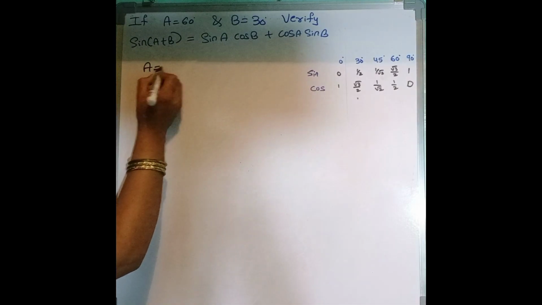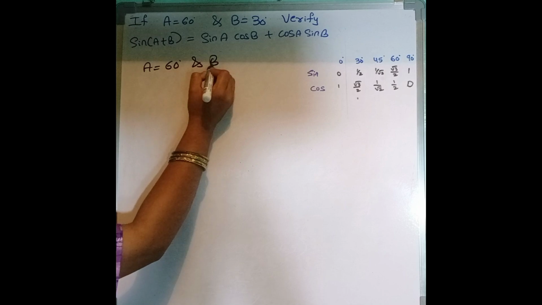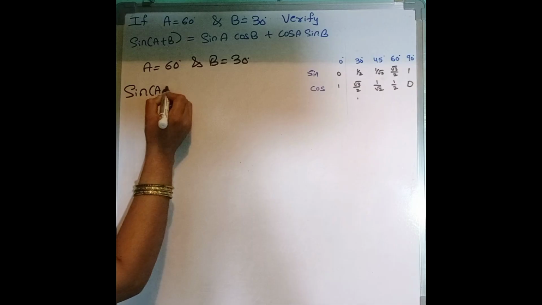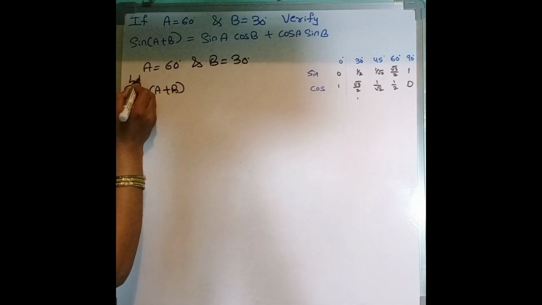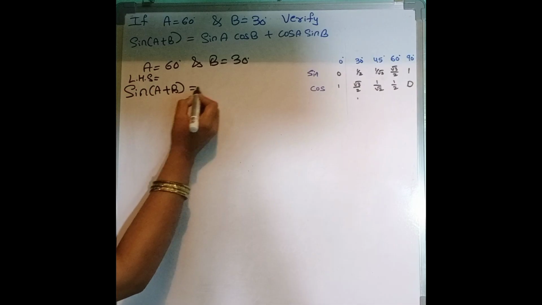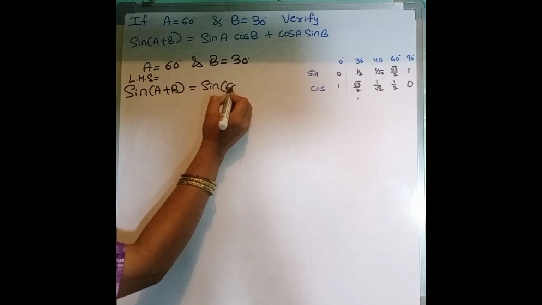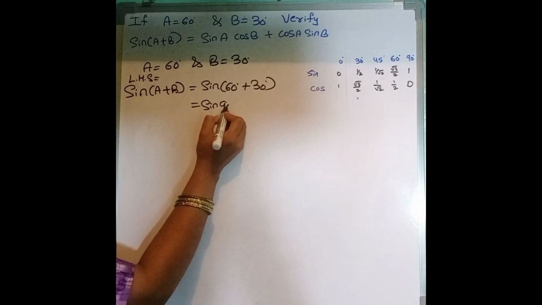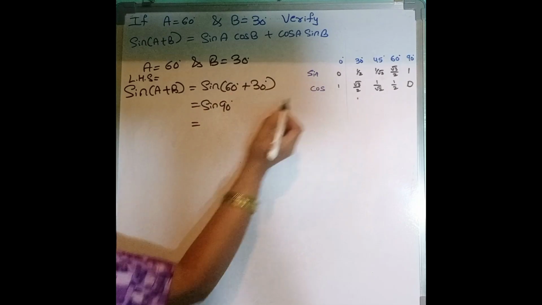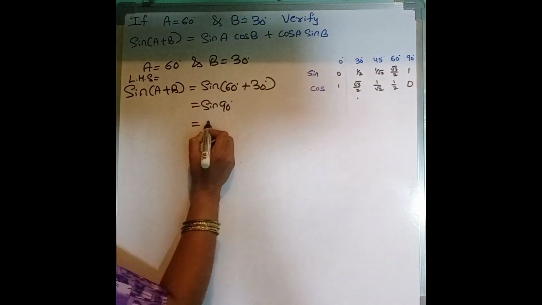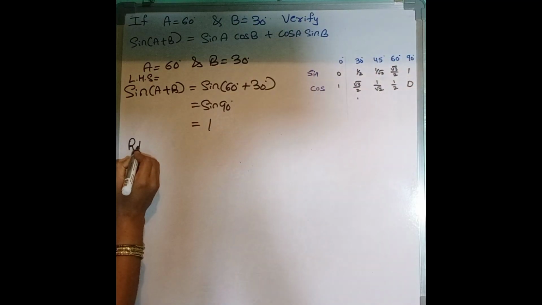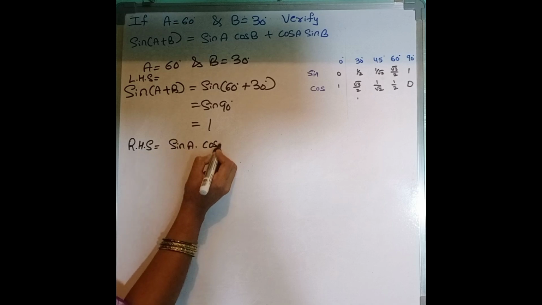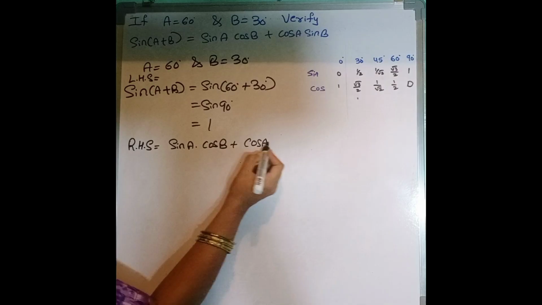Given A is equal to 60 degrees and B is equal to 30 degrees. Sin of (A plus B), that is the LHS, is equal to sin of 60 plus 30, which is sin of 90 degrees. The value of sin 90 degrees is 1. Next, RHS is equal to sin A into cos B plus cos A into sin B.